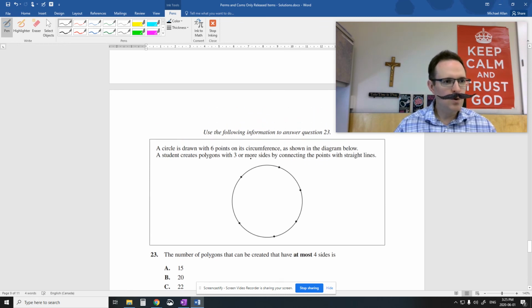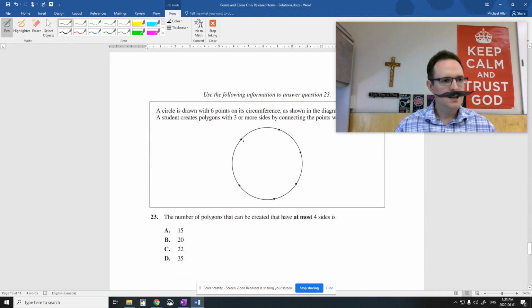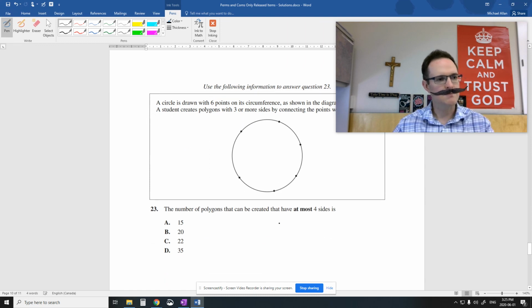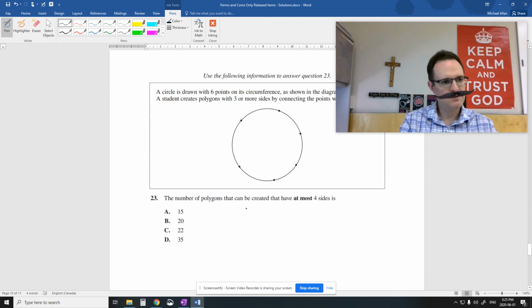3 or more sides by connecting the points with straight lines. If I pick 2 dots, I don't have a polygon. I have to have 3 dots, right? And if I have 4 dots, I have 4 sides. Okay, so at most 4. So I got the 4 sides and the 3 sides.